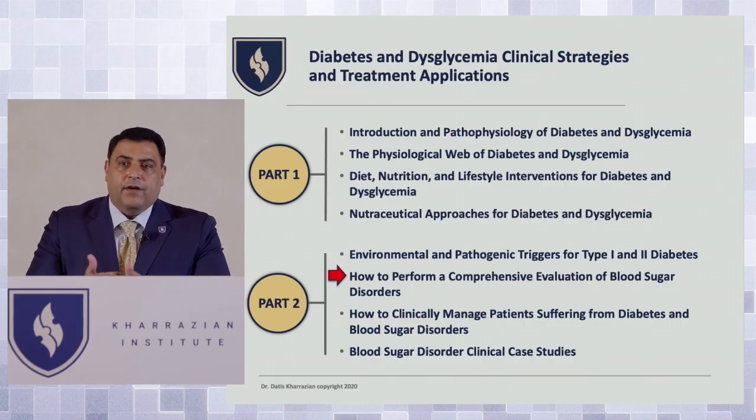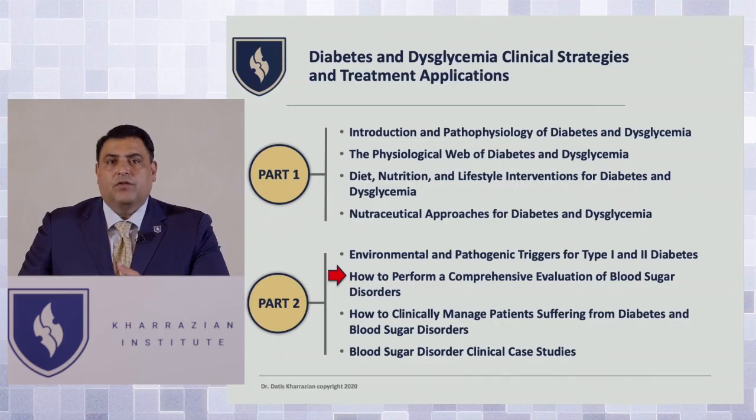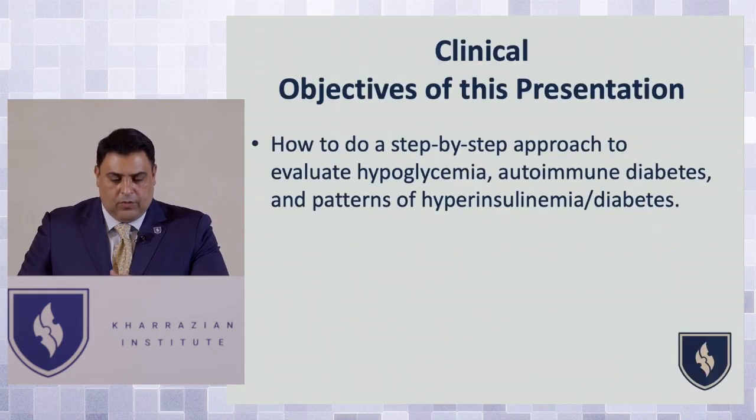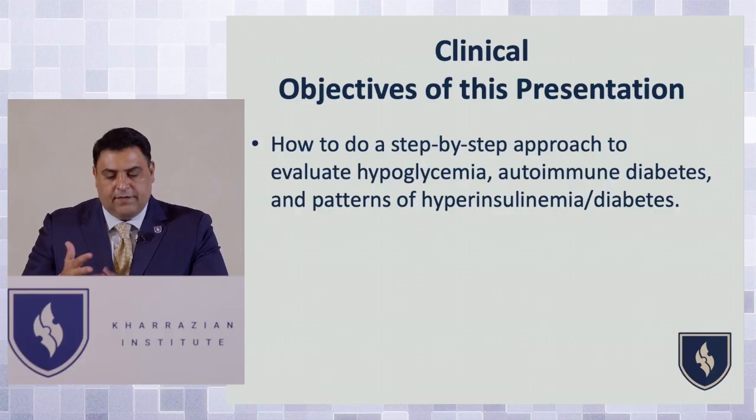So one walks into your office and you've got to do an evaluation to see if they have a blood sugar disorder, what type it is, what's the severity of it, and what kind of objective markers you're going to look at to monitor their care as you develop some kind of treatment protocol. So the goal of this presentation is just clinical and really how to perform a step-by-step approach for hypoglycemia, autoimmune diabetes, and different patterns of hyperinsulinemia and diabetes.